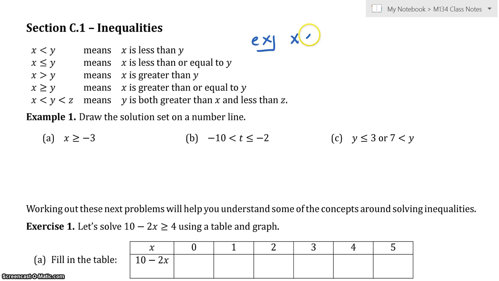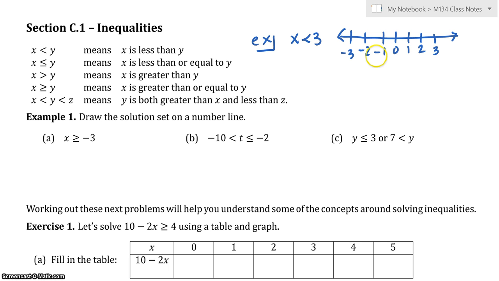So what if we had something like x is less than 3? What does that mean? That means all the values of x that are less than 3, like 2, 1, but more than that. So what I'm going to do is draw, like we did in exercise 1, a number line. A number line is like our x-axis. It's just one-dimensional because there's no y here. It's just x is less than 3.